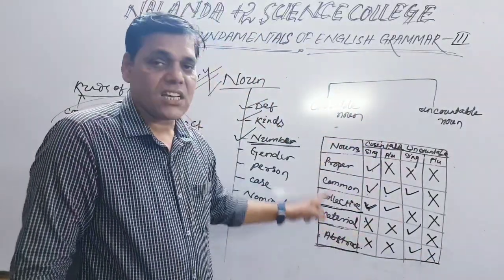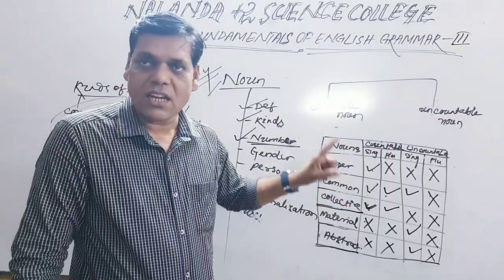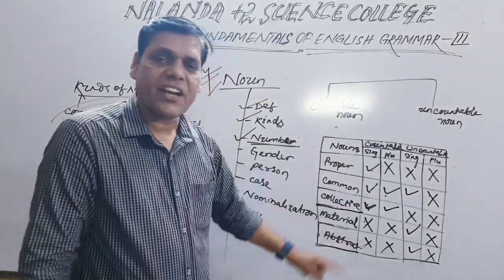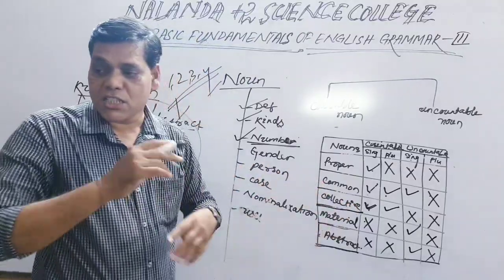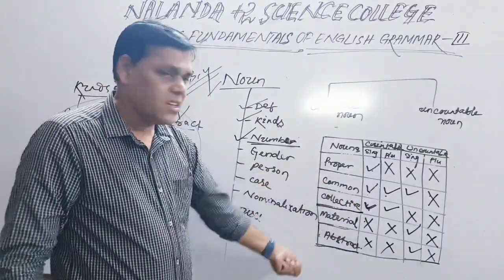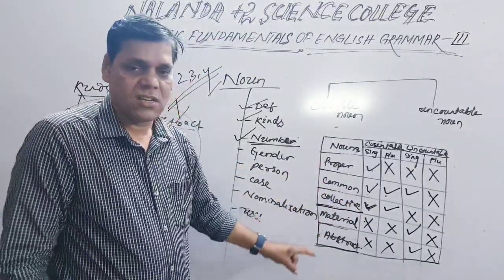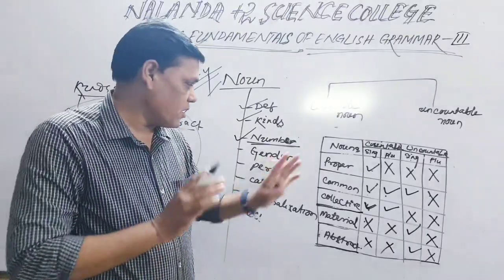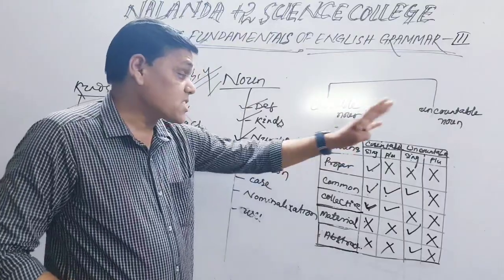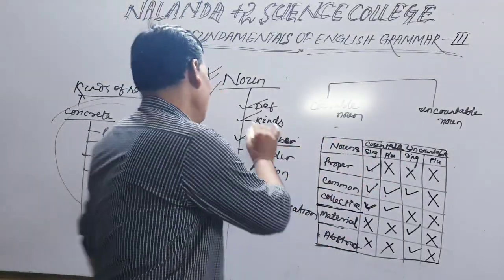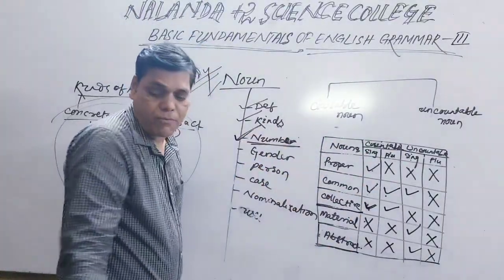Students, from the single table, you can have a concrete idea regarding countable, uncountable, regarding singular and plural state of the discussed nouns. All of you clear? All of you clear about noun countable and uncountable and numbers of noun? Let's discuss the next, that is number of noun.